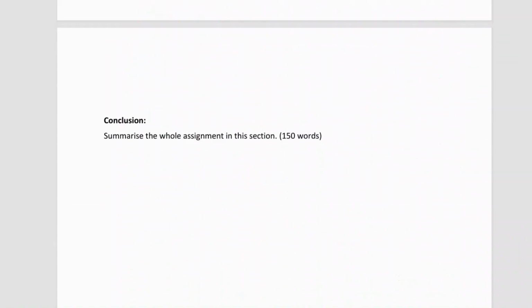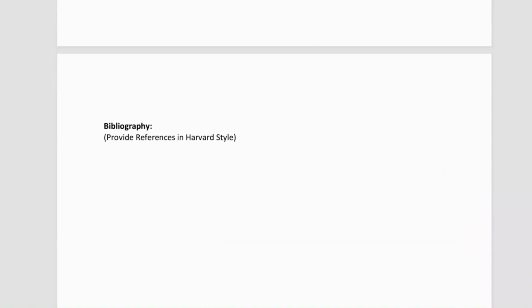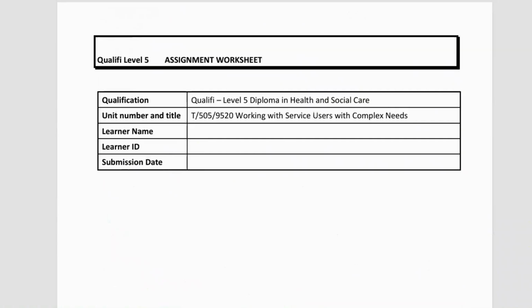And once you are done with discussing all these, as you know, you have to provide the conclusion of your whole assignment as well, in which you may discuss the main, key points of your assignment within 150 words. And lastly, don't forget to provide the references of the sources that you use for collecting information for your assignment. Do provide these references in proper Harvard referencing style along with giving their citations in your assignment. So this is all about the assignment worksheet of the Qualifi Level 5 Diploma, working with service users with complex needs.